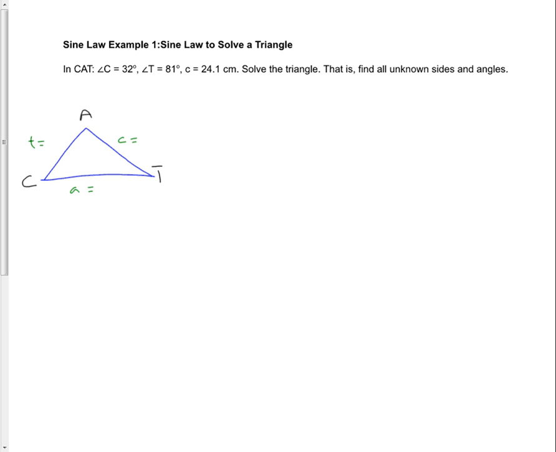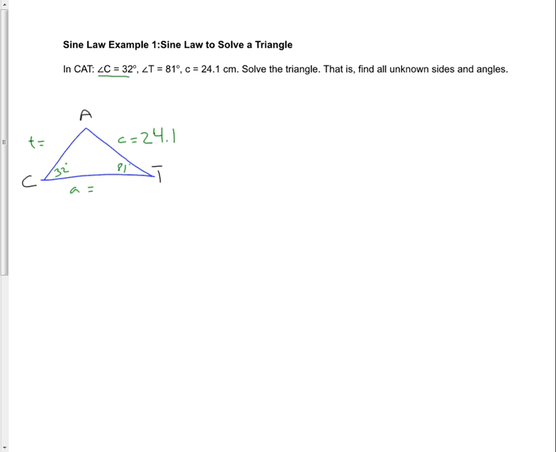So here it says that angle C is 32 degrees. So let's call this 32 degrees. It tells us that angle T is 81 degrees. So angle T is 81 degrees. And the length of side C is 24.1 centimeters. Okay, we're going to use that information to solve the triangle.